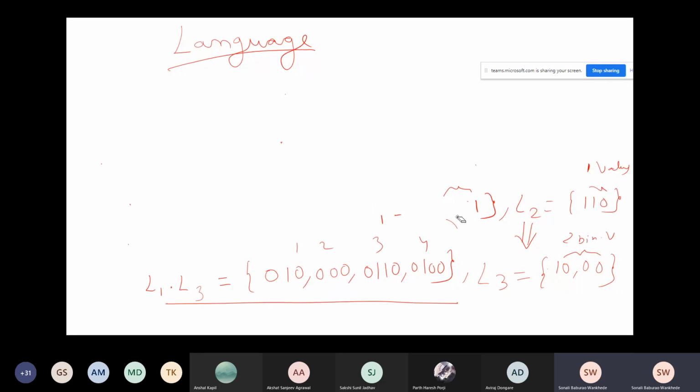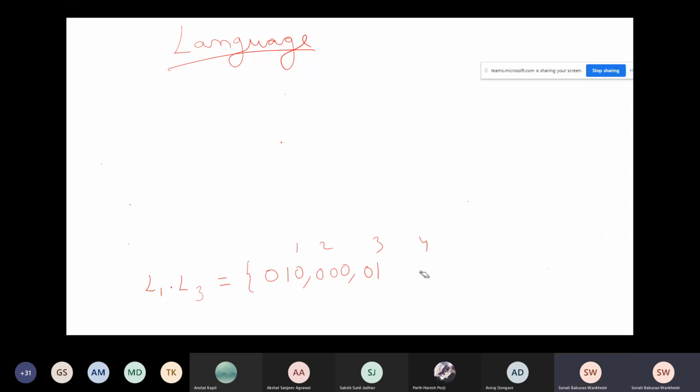Concatenation of languages L1, L2 and L3 is given by L1, L2, L3, and that is equal to... And it is also called associative. It is associative. So write down: concatenation of languages is associative.